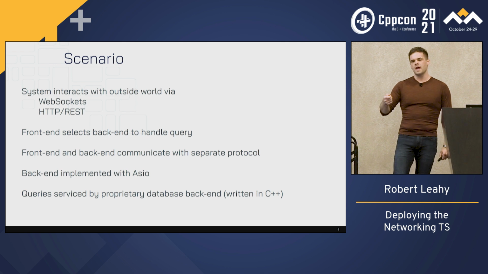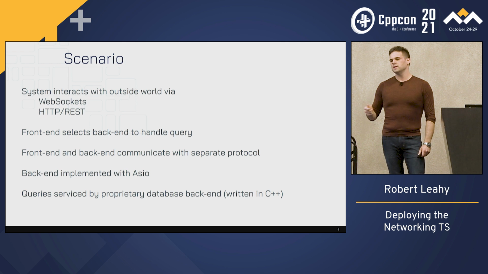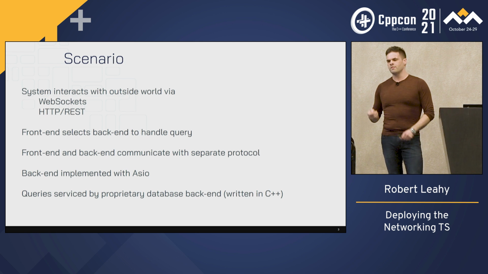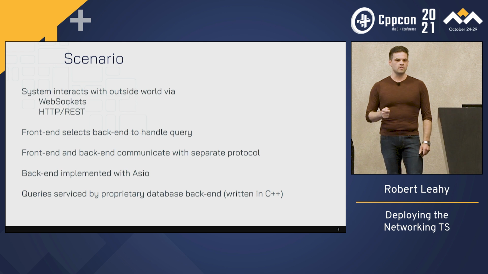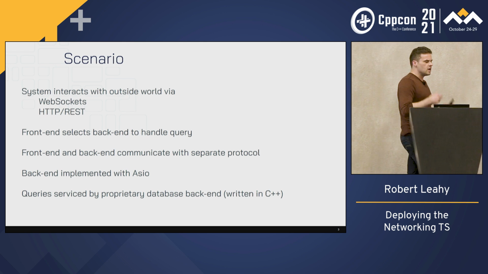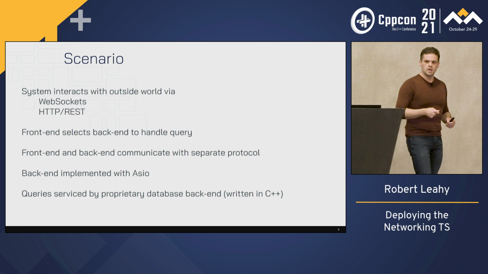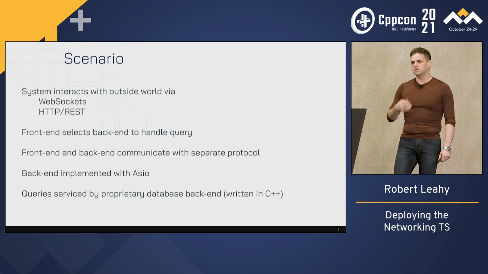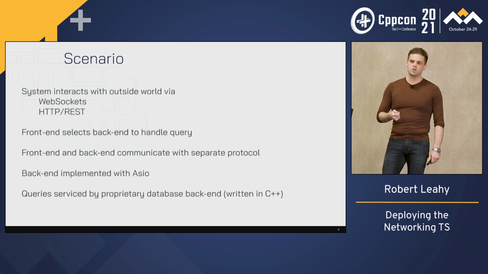It communicates with the backend using a proprietary protocol. And the backend is implemented using the Networking TS, using Boost.Asio. It's implemented on top of a proprietary in-house file-based time series database. And so not only are we going to see the asynchronous domain of networking, but we're going to see how that interoperates with the synchronous non-blocking nature of file I/O.